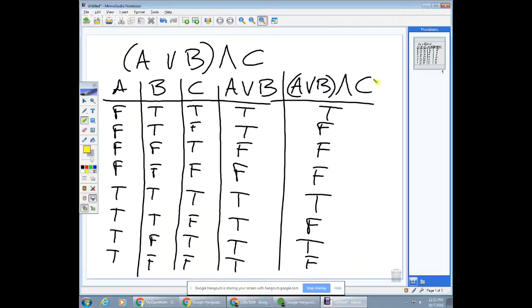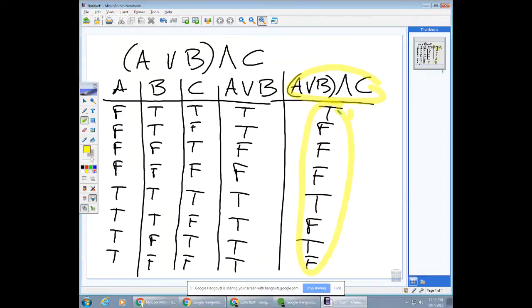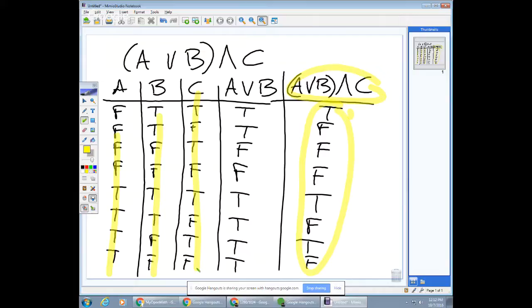So these are the final results for that, based on the truth of A, B, and C. So A, B, and C just follow that pattern, basically, no matter what. Yeah, whenever you have three things, that's the pattern for three things.